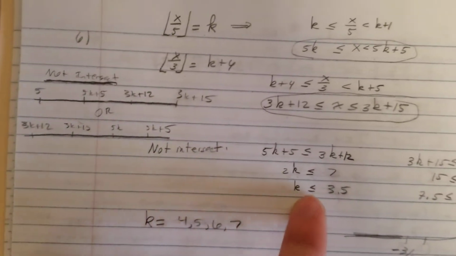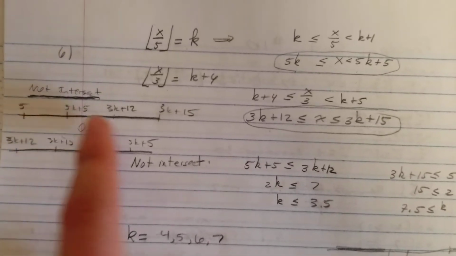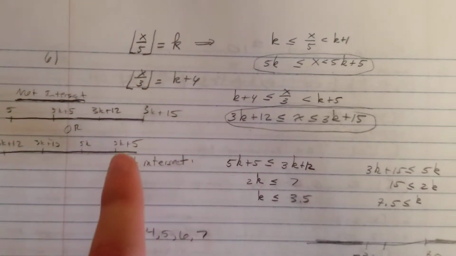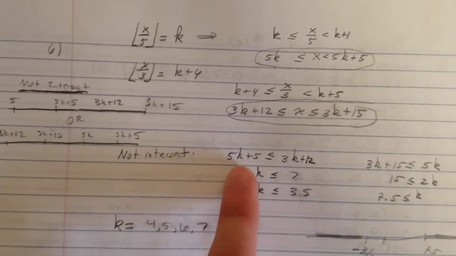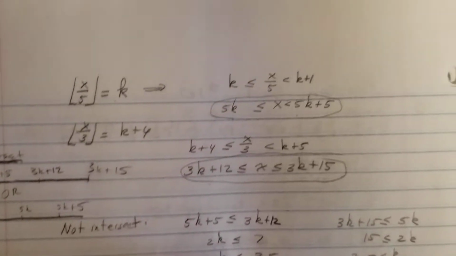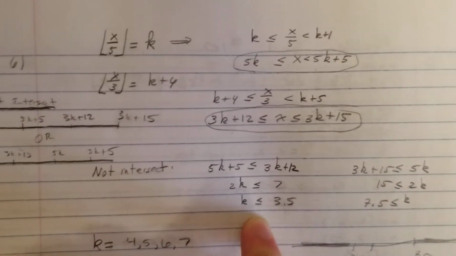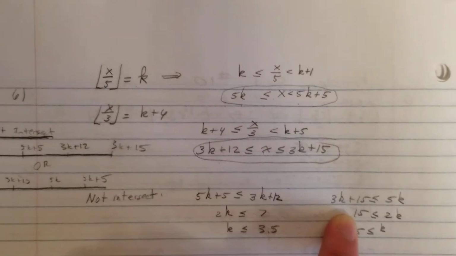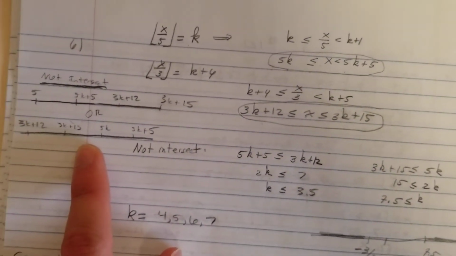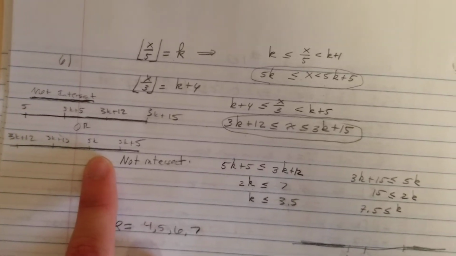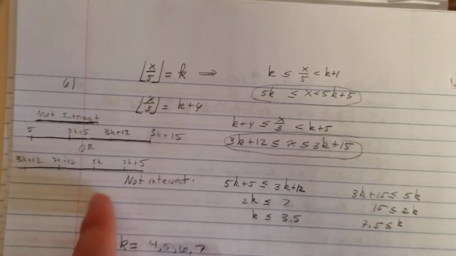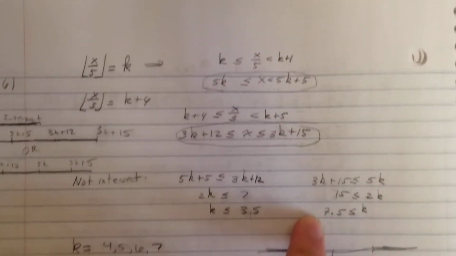Therefore 5k plus 5, the rightmost endpoint, is less than or equal to the leftmost endpoint of this one, 3k plus 12. So 5k plus 5 is less than or equal to 3k plus 12. Solve for k, and you get k is less than or equal to 3.5. The other case would be when 3k plus 15 is less than or equal to 5k, the rightmost endpoint and the leftmost endpoint. Solve for k, you get 7.5.